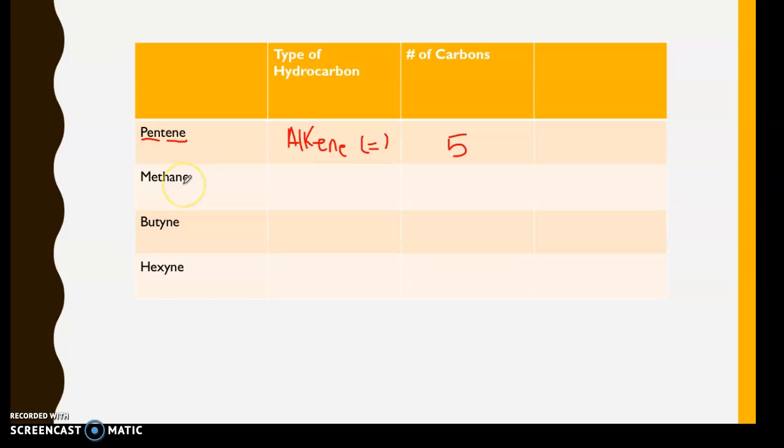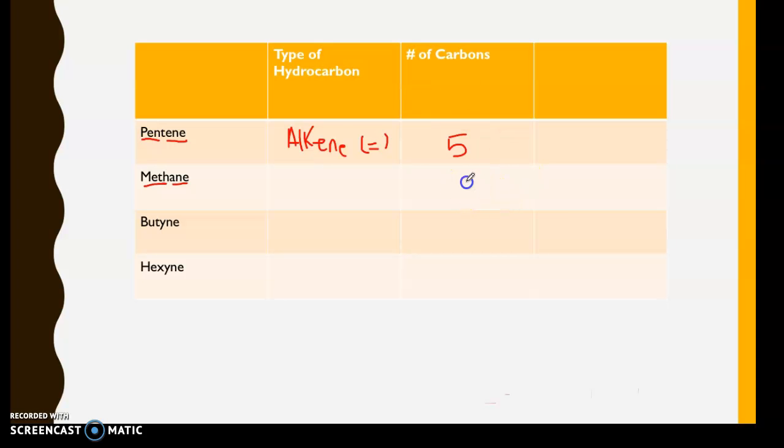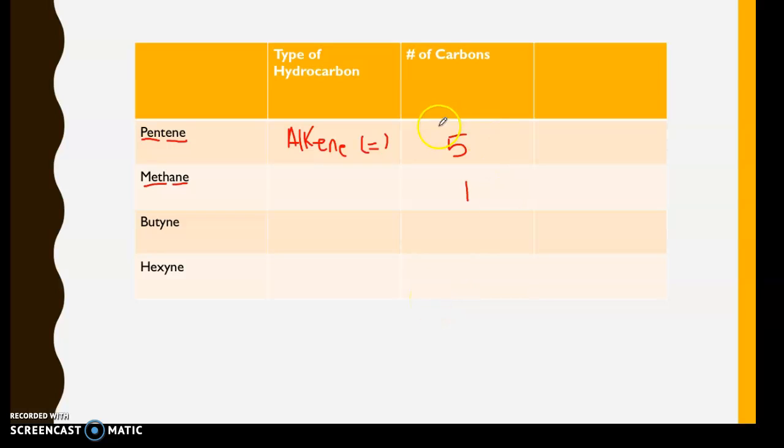Okay, methane. Methane, which is in form of gas. Let's see, what is meth? And then ane. So let's focus on the number of carbons. So we go to table P, and we see that, where's meth? Meth is right here, and meth means that we have 1 carbon. All right. And then it ends in an ane. That means it must be an alkane. Which one of these ends in an ane? Well, alkane ends in an ane, so that means it is an alkane. And that means it only has a single bond. Okay.